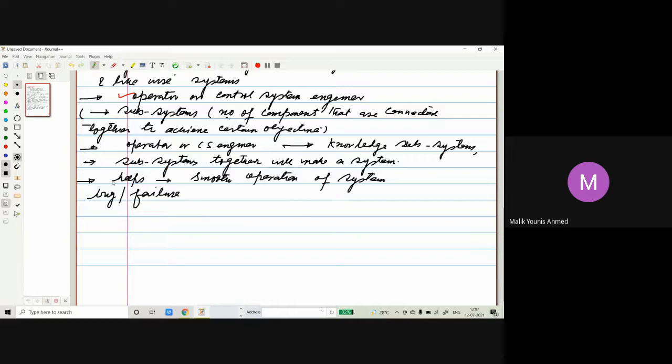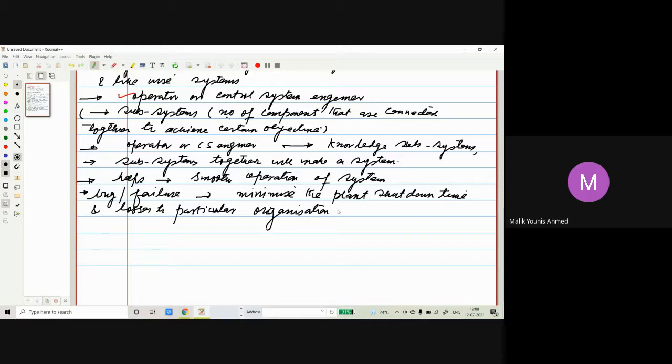So I will repeat this. If a control system engineer has a very good knowledge, what will he do? In case of malfunctioning of the system, when there will be a failure or a bug in the system, he will minimize the plant shutdown time, and the losses as a result of the shutdown which will occur will also be minimized. So losses to a particular organization or company will be minimized.